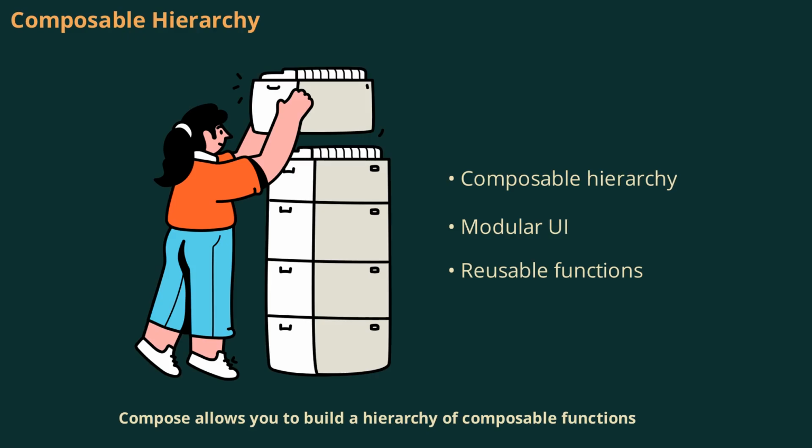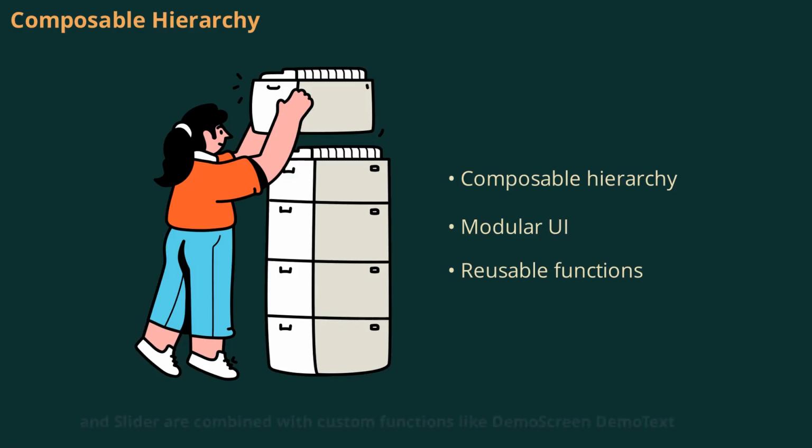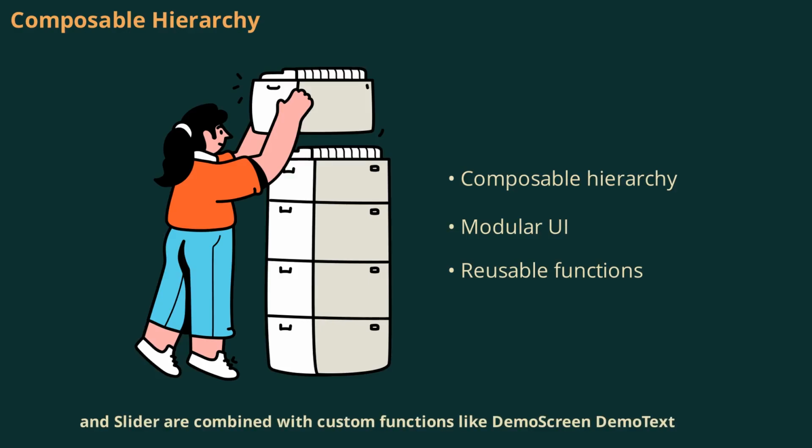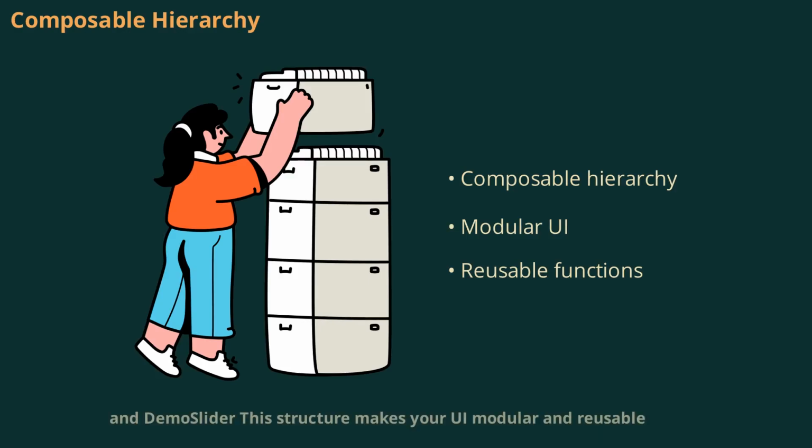Compose allows you to build a hierarchy of composable functions. Built-in composables like surface, column, spacer, text, and slider are combined with custom functions like demo screen, demo text, and demo slider. This structure makes your UI modular and reusable.